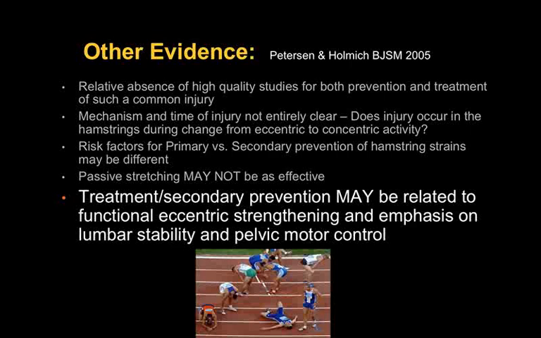And treatment and secondary prevention may be related to functional eccentric strength and an emphasis on lumbar stability and pelvic motion control. And really, this is just starting to creep its way into the studies and in reported literature, although it does seem to be a consistent finding in both groin strain and hamstring injuries and recurrence of injuries prevention, looking at this lumbar stability, pelvic motion control, and eccentric strengthening of the involved muscle.